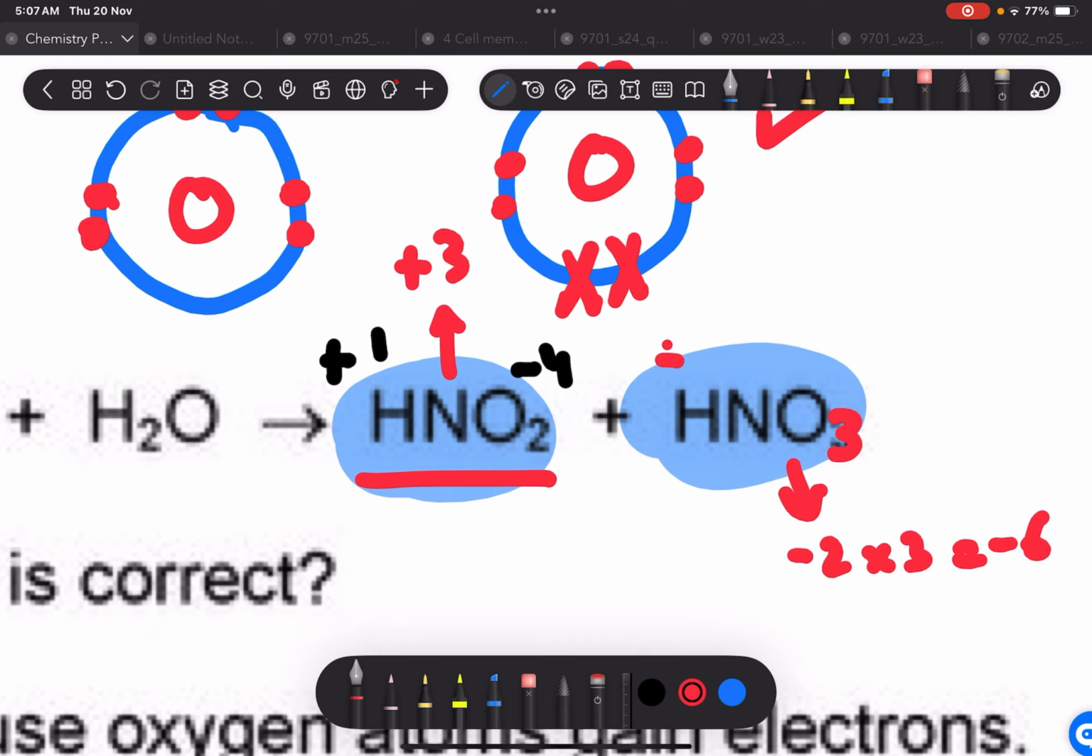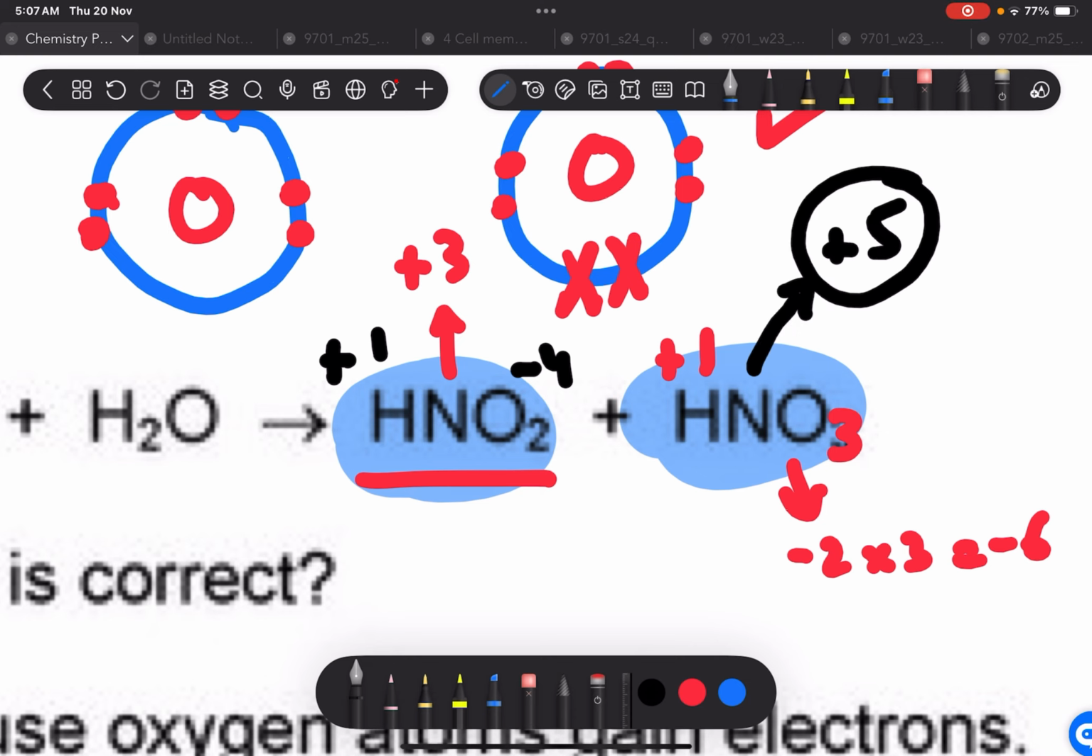Hydrogen is going to give a positive 1. How much is left? Positive 5. To balance out the negative 6, you need a positive 6. Positive 1 is already there. How much more do you need? You just need a positive 5. So nitrogen is going to be a positive 5 here.